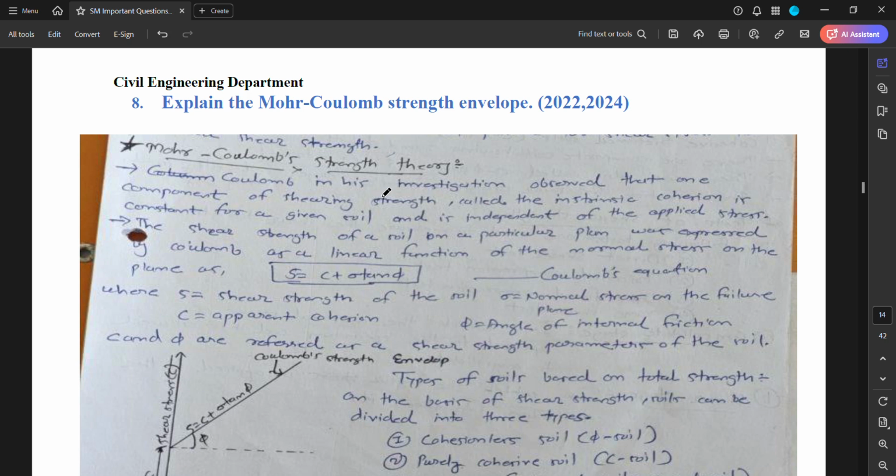Hello everyone. Let's see the next question, which is about explaining the Mohr-Coulomb strength envelope. This question was asked in 2022 and 2024. So what is the Mohr-Coulomb strength theory?